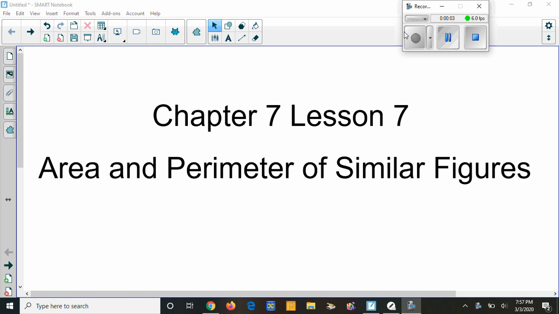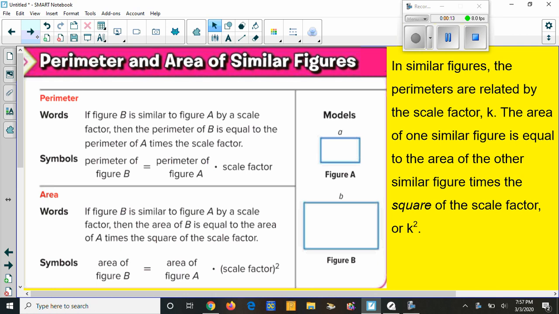For Chapter 7, Lesson 7, we're going to focus in on the area and perimeter of similar figures. We have in our book a couple things to look at. So for the perimeter and area of similar figures, we have two equations to look at. So I want you to look here.